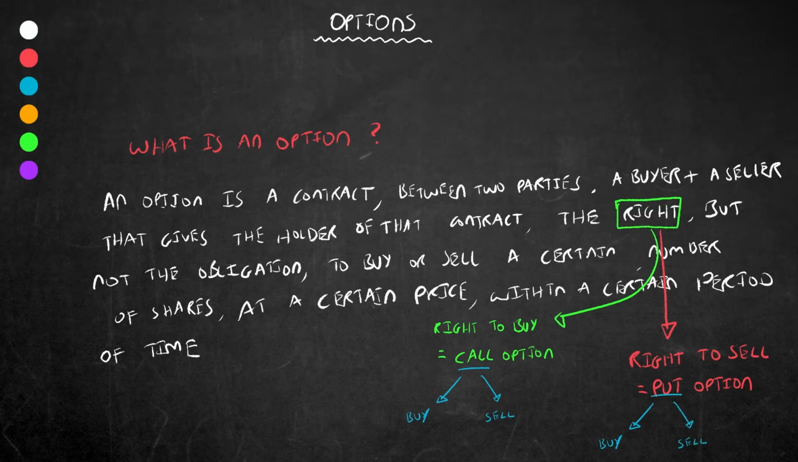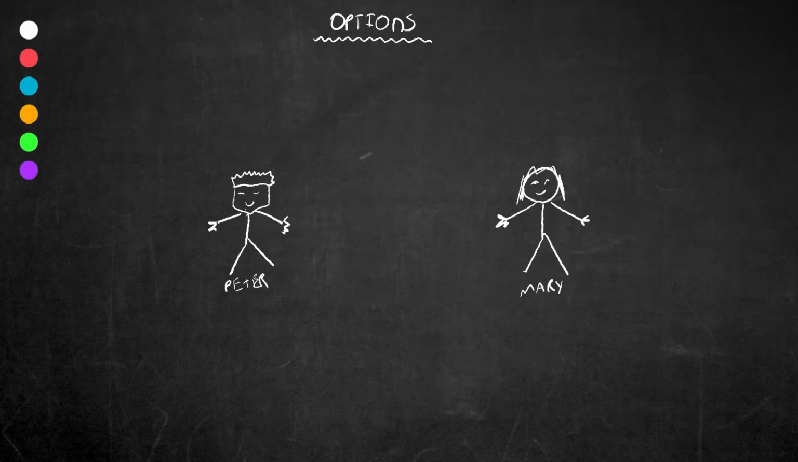So buying a call is buying the right to buy certain shares at a certain price within a period of time. Selling a call is selling the right to buy certain shares at a certain price within a period of time. Buying a put is buying the right to sell certain shares at a certain price within a period of time. And selling a put is selling the right to sell certain shares at a certain price within a period of time. Now, this may sound complicated, but we're going to go through an example, and hopefully it won't be complicated after this example. So let's draw two people.